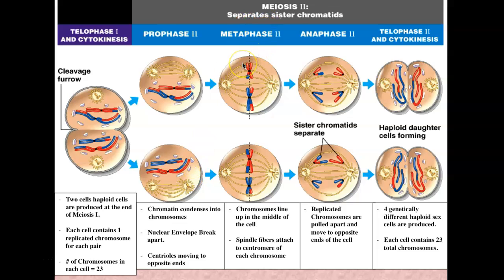In meiosis 2, the chromosomes line up in the middle of the cell. The spindle fibers attach to the centromere of each chromosome to align them down the middle. In anaphase, those replicated chromosomes are going to pull apart and move to opposite ends of the cell. As a result, we produce 4 genetically different haploid sex cells. Each cell contains 23 chromosomes, and each one of these cells, which is very important to understand, is genetically different.